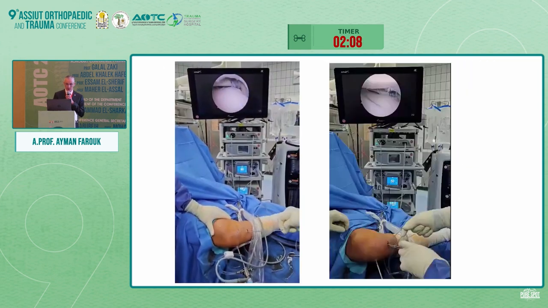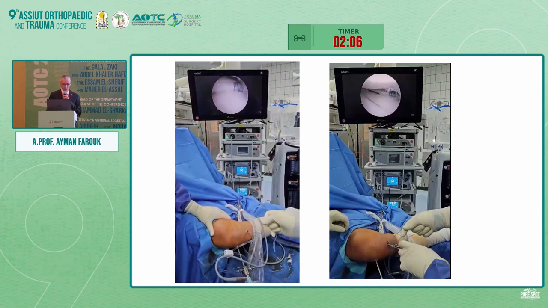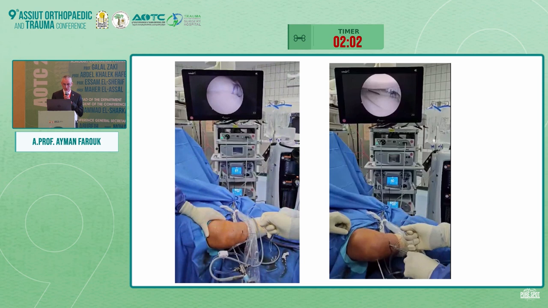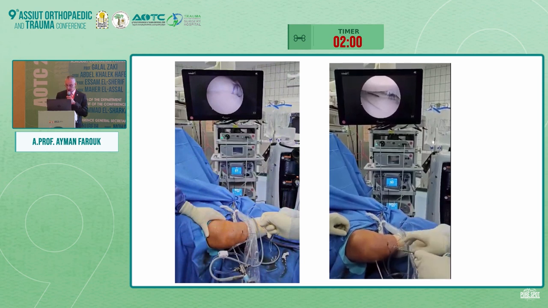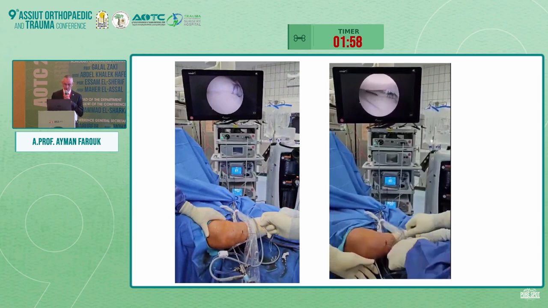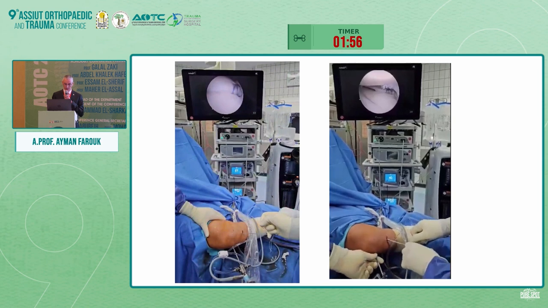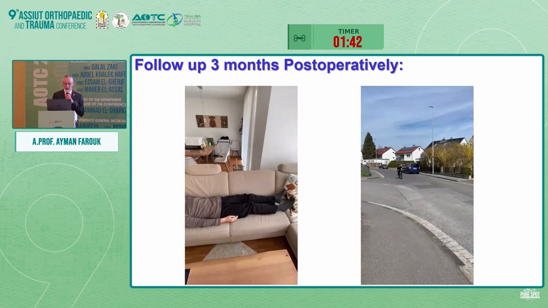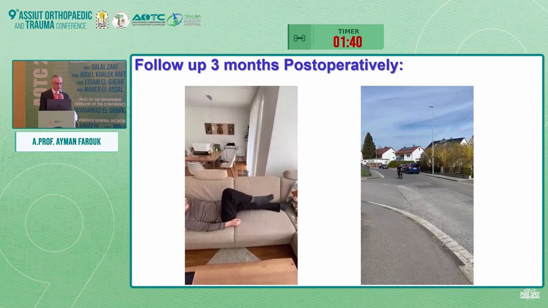Here you see how it becomes stable just by pulling the sutures. The sutures are then tied over an end button. Because of the insufficient meniscotibial ligament, I also placed two all-inside sutures to stabilize the meniscus posteriorly to the popliteus tendon.